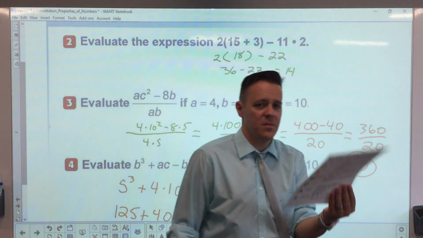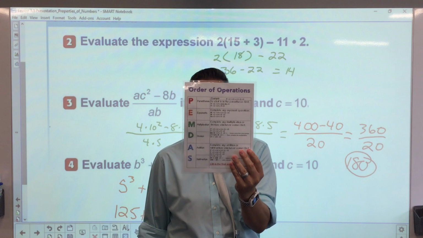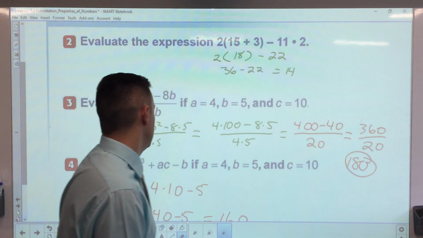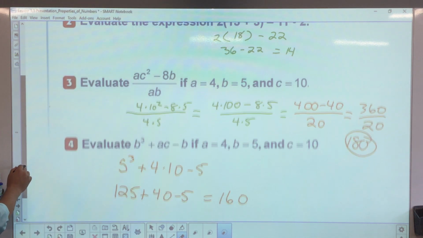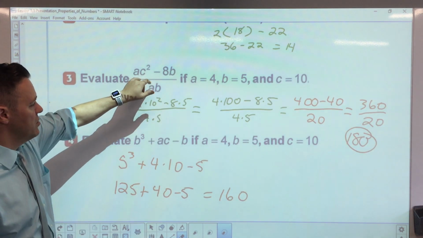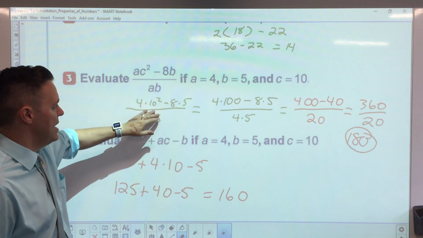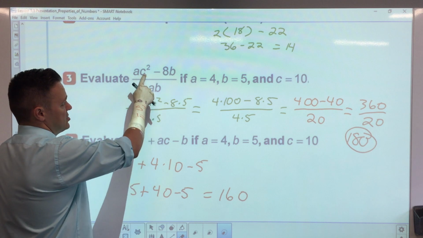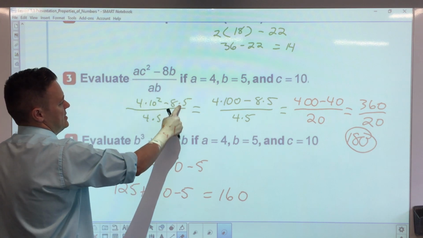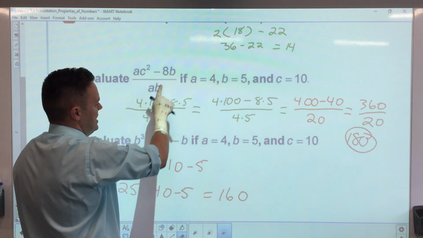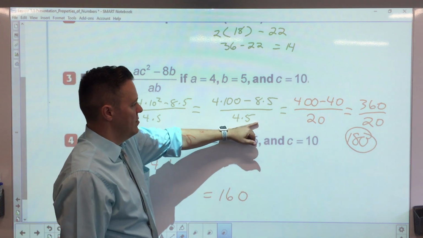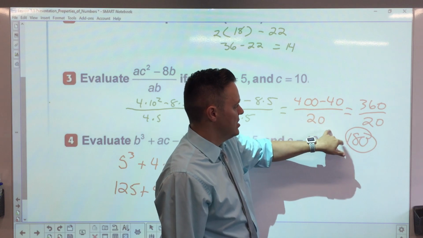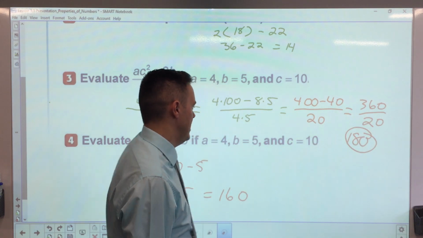Remember, what we're doing, ladies and gentlemen, is PEMDAS: parentheses, exponents, multiplication, division, adding, and subtracting, the order of operations that you've been doing since elementary school. Now you're substituting in numbers, AC squared, 8B, AB. You plug all these in. So, 4 times 10 squared minus 8 times 5, which is B, and that's 4 times 5. Do the math out here. 10 squared is 100. Do the subtraction, division, 180.